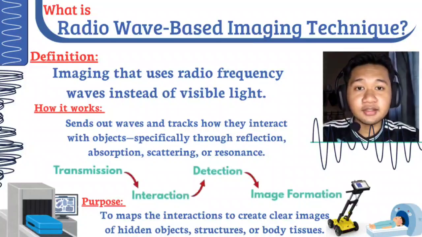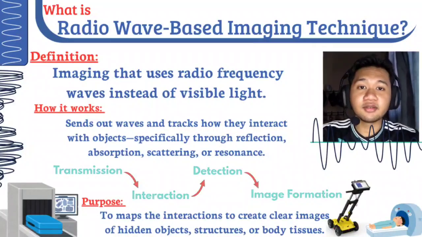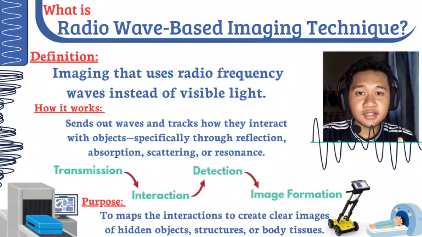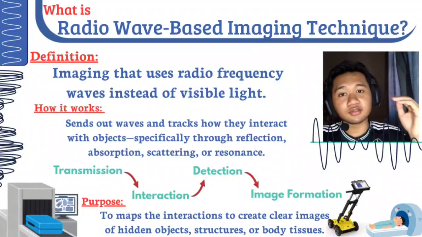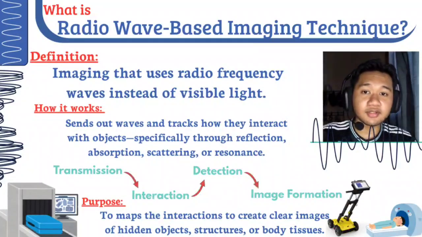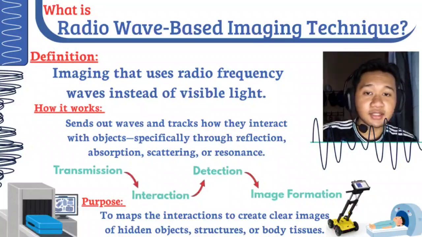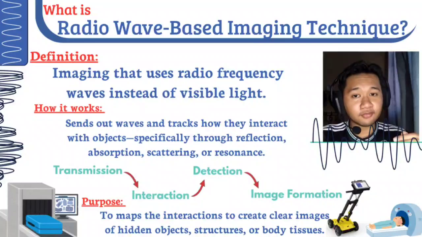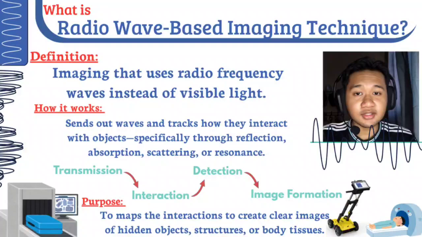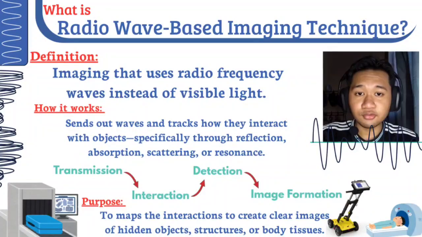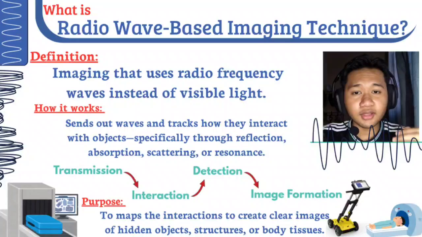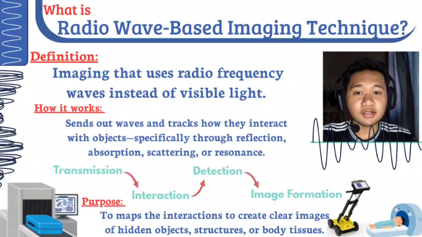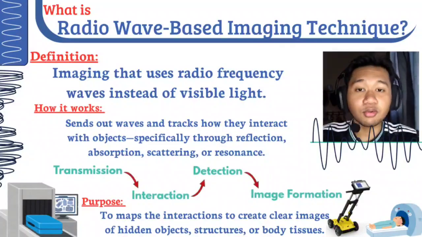As we can see here, it starts with the transmission. First, the system sends out radio waves like throwing a signal into the environment. These waves travel through air, ground, or even the human body. After that, the interaction. As the waves move, they interact with different materials. Some waves pass through, some get absorbed, and some bounce back depending on what they hit, just like how light reflects off glass, metal, or water.